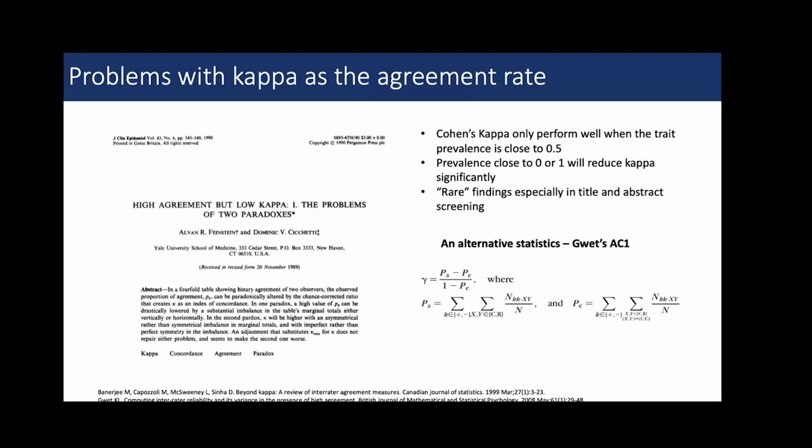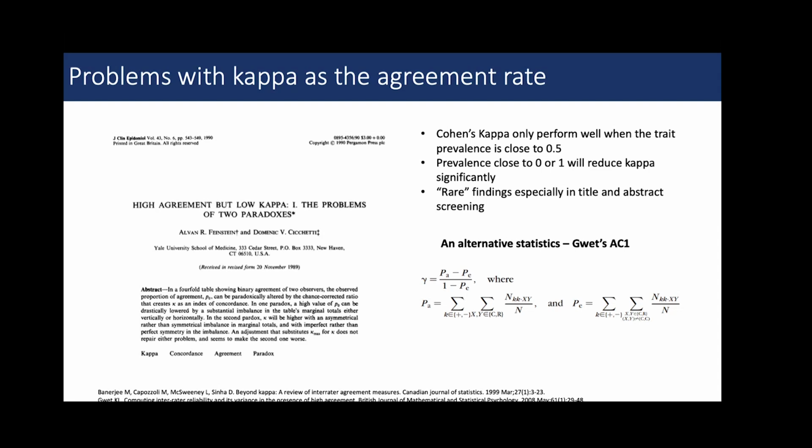So people have been investigating this for a long time. Usually there is a high agreement rate but a low kappa. The reason for the low kappa is that Cohen's kappa only performs well when the trait prevalence is close to 0.5, which means that for a systematic review or scoping review, if around 50% of the items you are screening are included or excluded, then it will have a good kappa, or it will perform well.